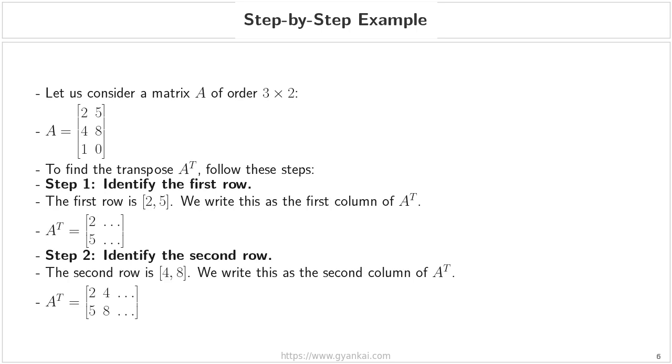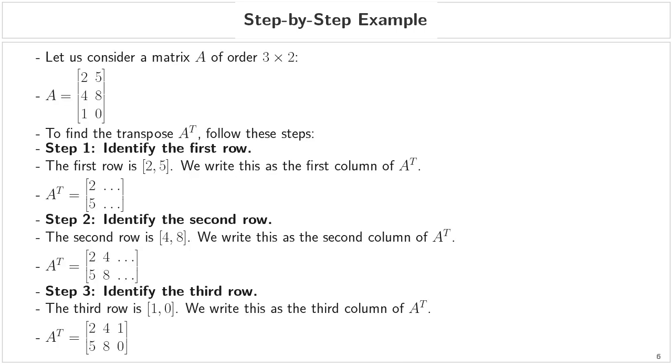Next, we identify the second row. The second row contains the elements 4 and 8. We now move these into the second column of A transpose. This means 4 will be placed in the first row, second column, and 8 will be placed in the second row, second column. Step 3.